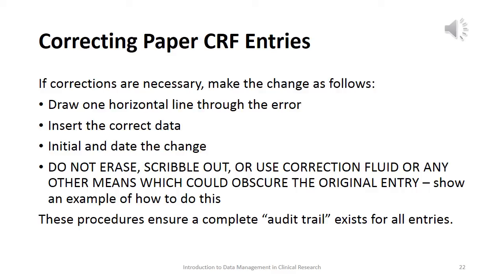We do not want to erase, scribble out, or use correction fluid or any other means which could obscure the original entry. So we don't want to just completely mark it out. We want to just line through it so that we can see what it was. And that helps provide an audit trail for these updates as we go along.